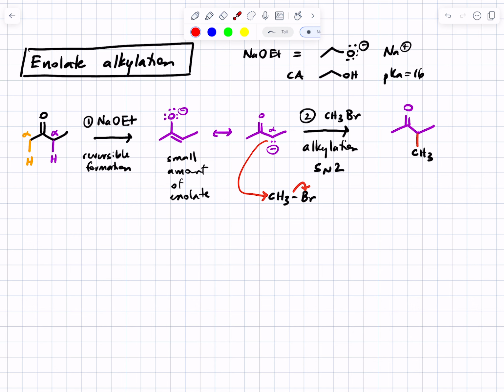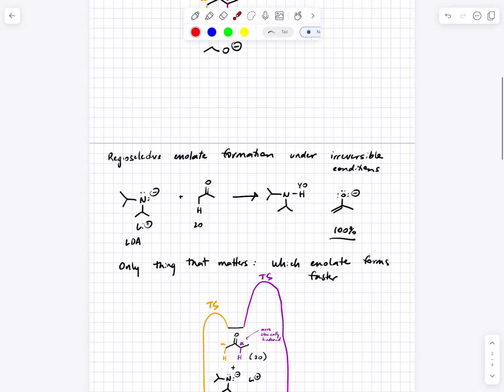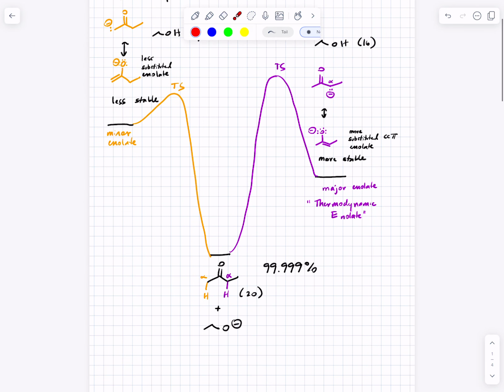Others? Yes? So does NaOEt always attack the more sterically hindered hydrogen? So you've asked, does sodium ethoxide always attack the more sterically hindered hydrogen? The answer, based on our earlier analysis, is no. It would do both in a reversible fashion, but percentage-wise we've got more of the more stable, more substituted enolate that forms. And so that's where we get most of our product.